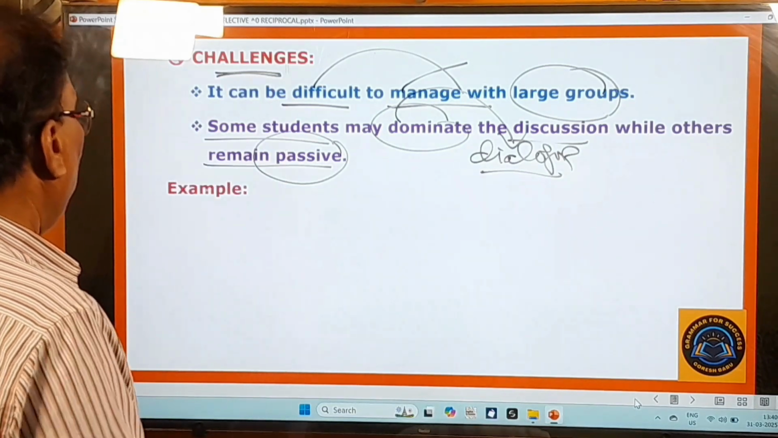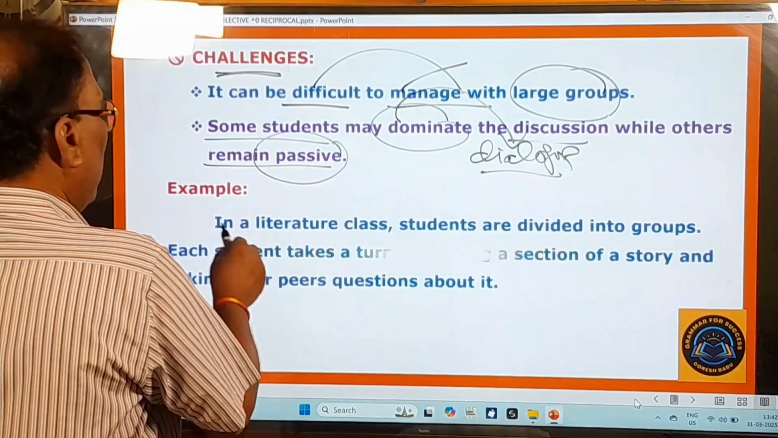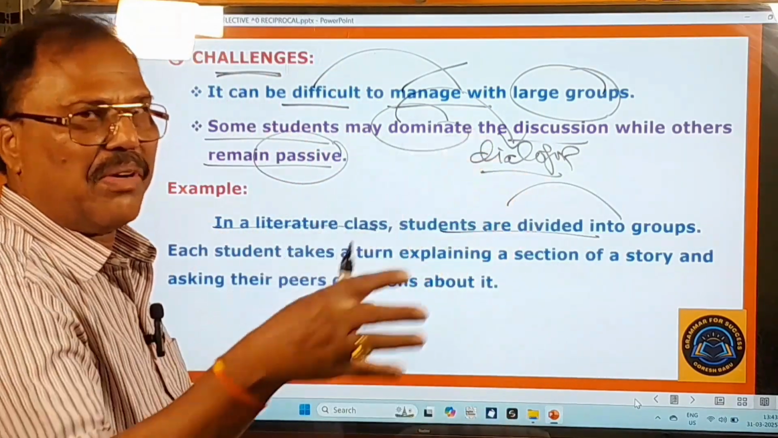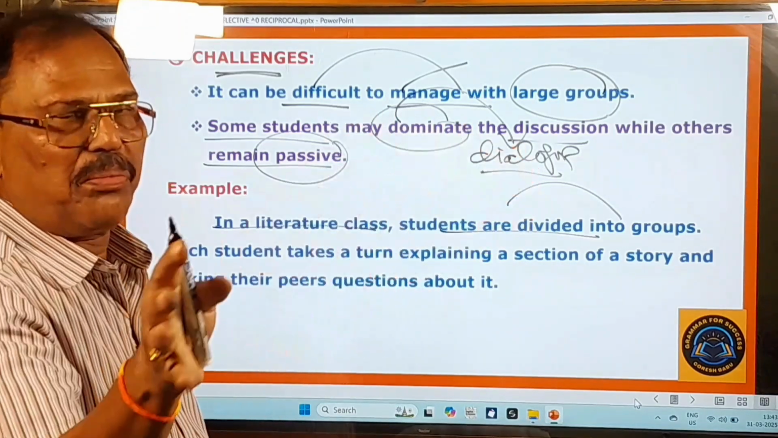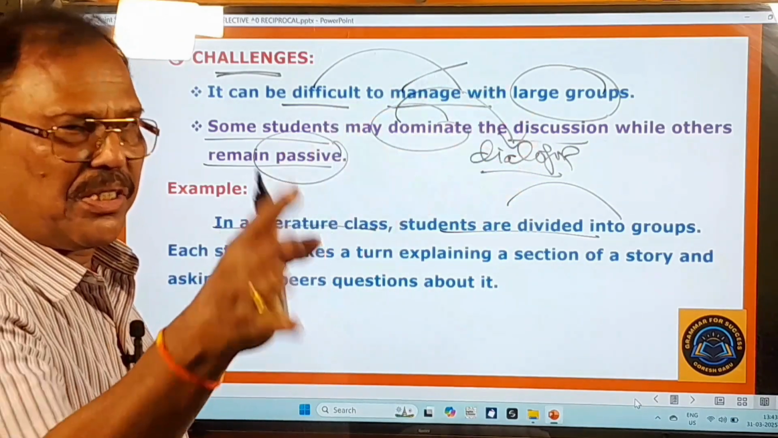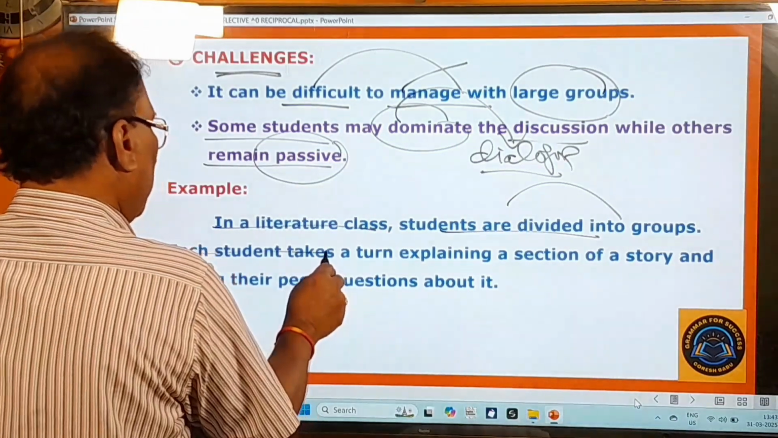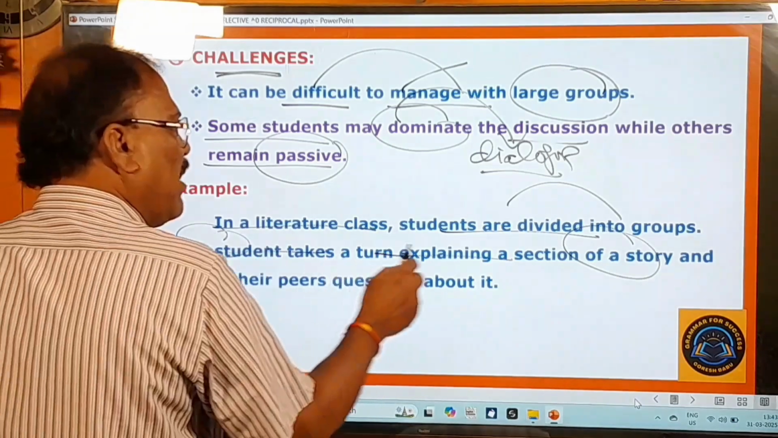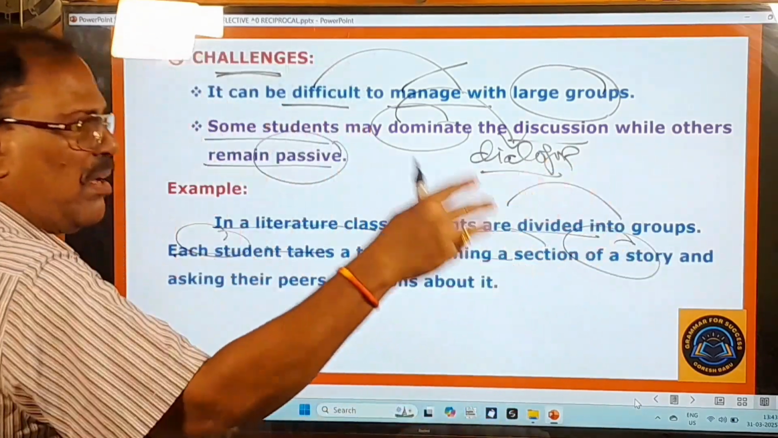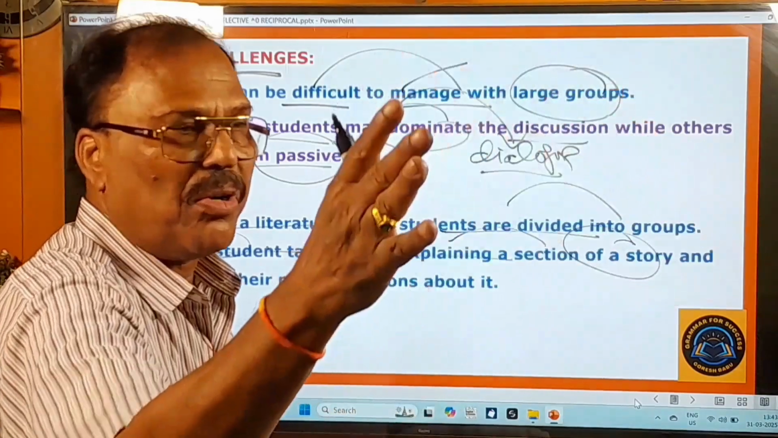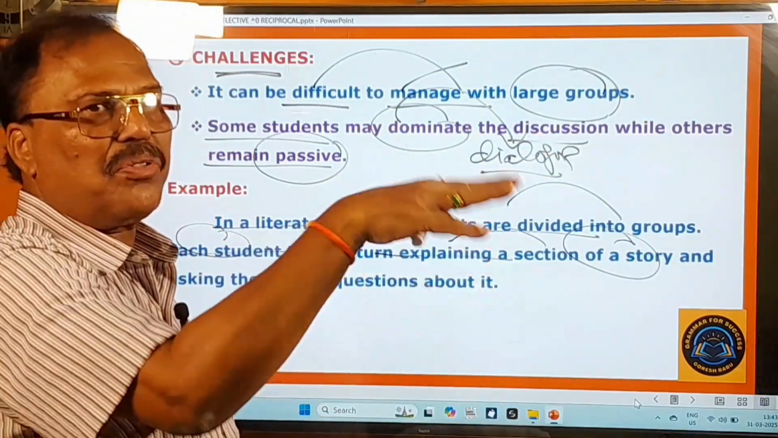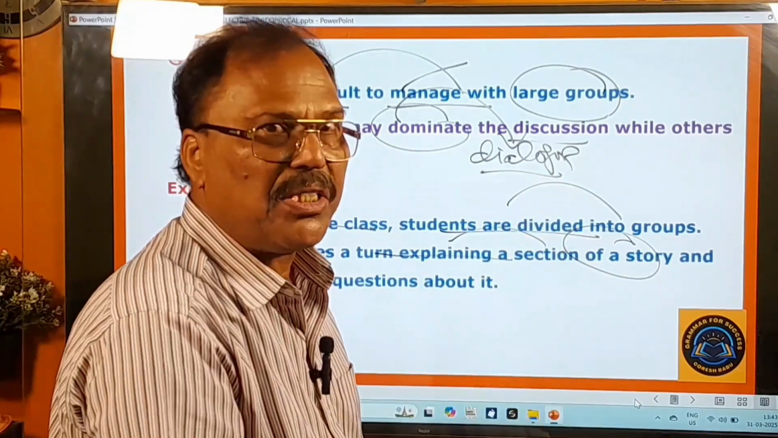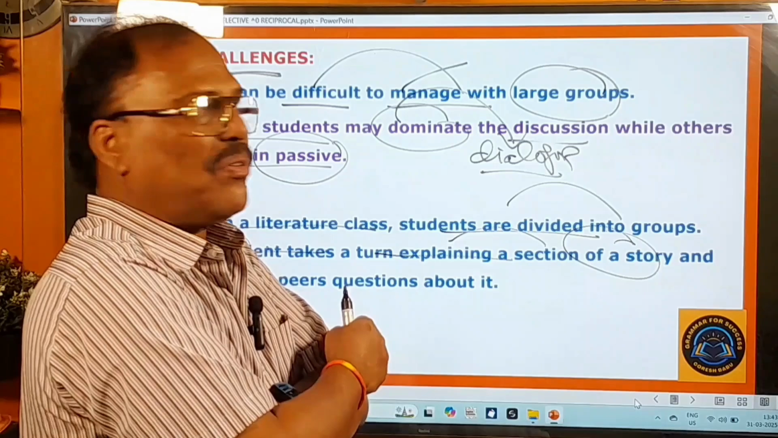And now one example is given for your understanding. In a literature class, students are divided into groups: A group, B group, C group, D group. In each group there are five students, 20 students. Each student takes a turn explaining a section of a story. From each group, one student will get up and start explaining a section of a story: from A group one student, B group one student, C group, D group. So from these four groups, 4 students will get up and start explaining the story. But what about the other 4 students of each group? They remain silent, they remain passive. So the danger is there.